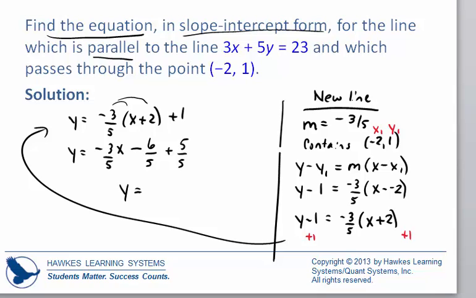And so our final answer would end up being negative 3/5 x. Negative 6 plus 5 is negative 1/5. And so the equation that's parallel and passes through the given point is y is equal to negative 3/5 x minus 1/5.